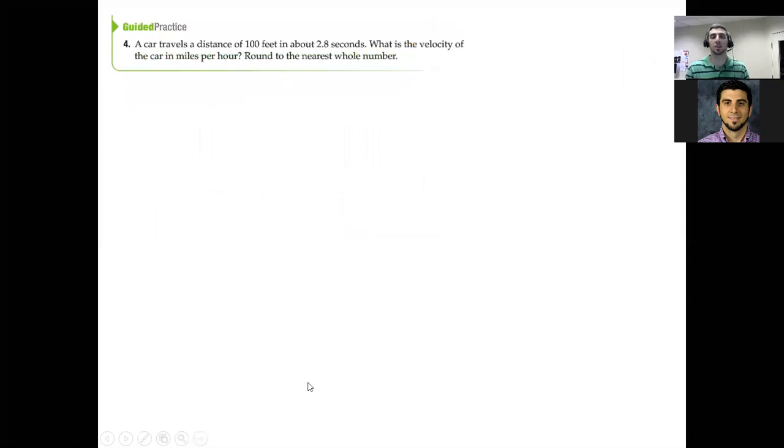So a car travels a distance of 100 feet in about 2.8 seconds. What is the velocity or the speed of the car in miles per hour? Round your answer to the nearest whole number. Okay, now here's the thing. Sometimes you might not remember what the conversion rates are, or how many seconds are in a minute, or how many minutes are in an hour, or how many feet are in a mile. Type it into Google. Google's your best friend, okay? And then you can proceed with the problem.